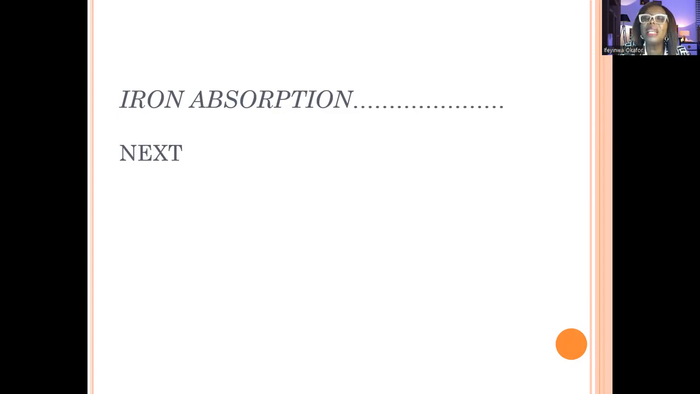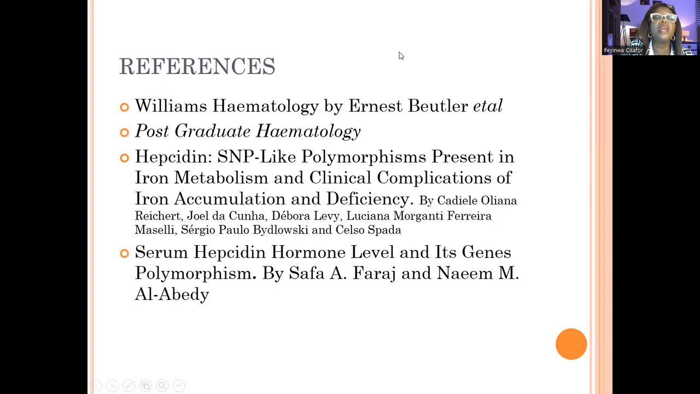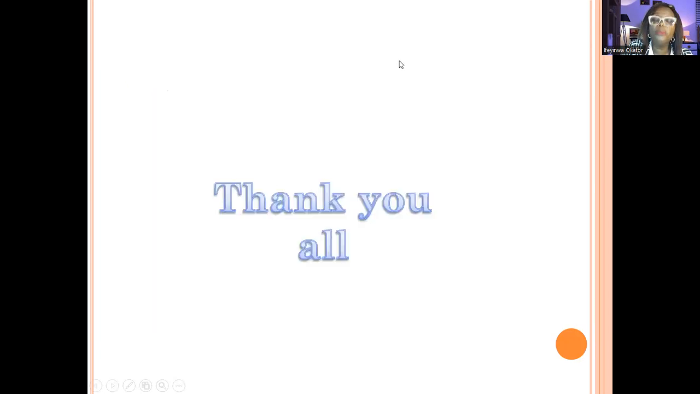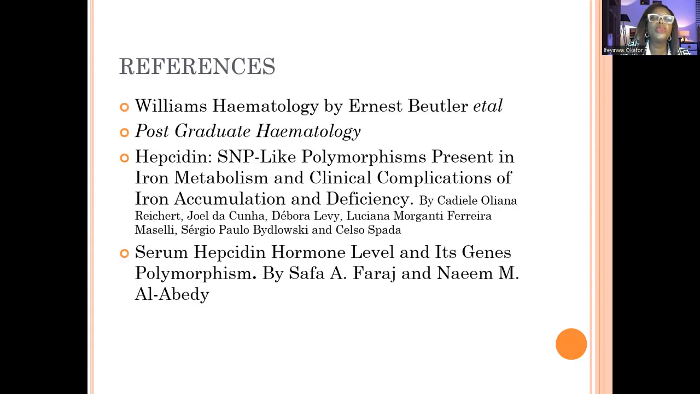Now, after taking in iron in our diet, the next thing we are going to look at is how this iron is absorbed. When we take in iron in our diet, how is it absorbed in our system? So keep a date with us in our next lecture as we treat iron absorption. I know that you have actually learned something today.